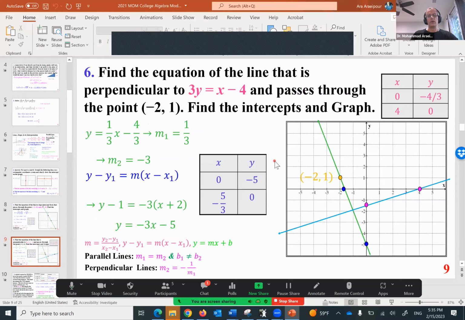In general, in order to find the equation of a line, we need two things. We need a pair and the slope. So when they say a line is perpendicular to this line or parallel, that gives us a situation where we can go through the process of finding the slope.